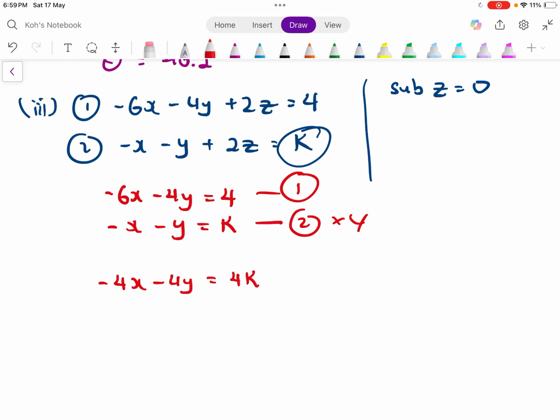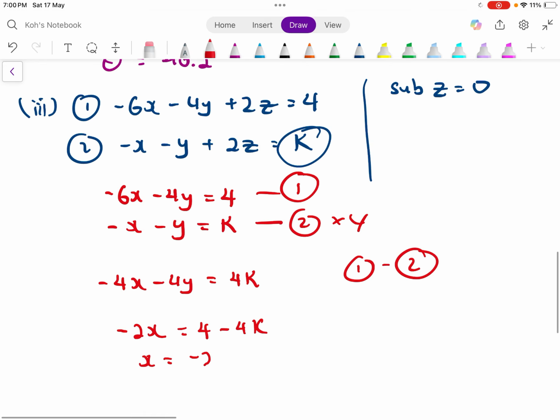Equation 1 minus equation 2. So this will result in negative 6x minus negative 2x equal to 4 minus 4k. Then just get the x value. x is equal to minus 2 plus 2k. So that's the x value.